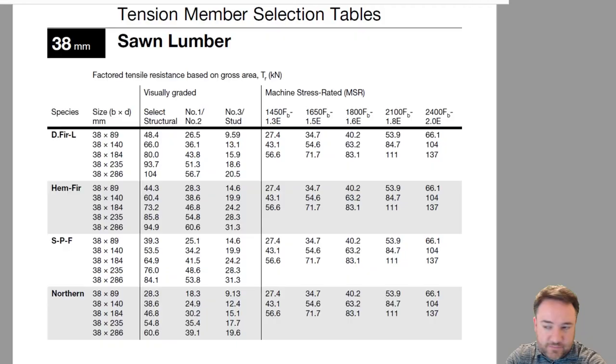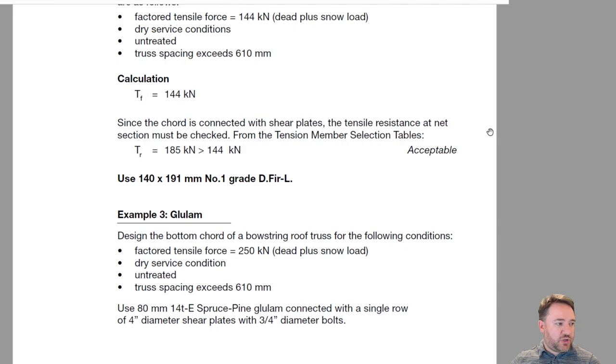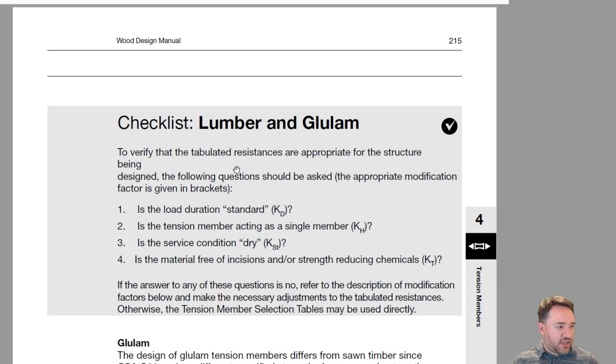Okay, so here is my tension member selection table. If you go to the wood design manual, in volume 1, section 4, chapter 4, which is the design of tension members, you'll see all of these design tables. And if I go to the beginning of this section, it's going to tell me what these design tables are appropriate for.